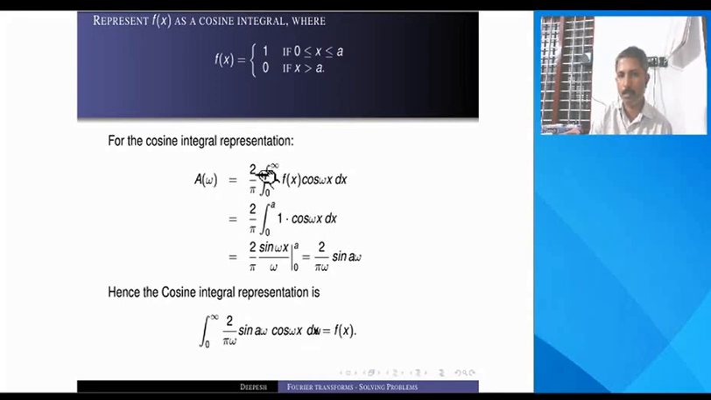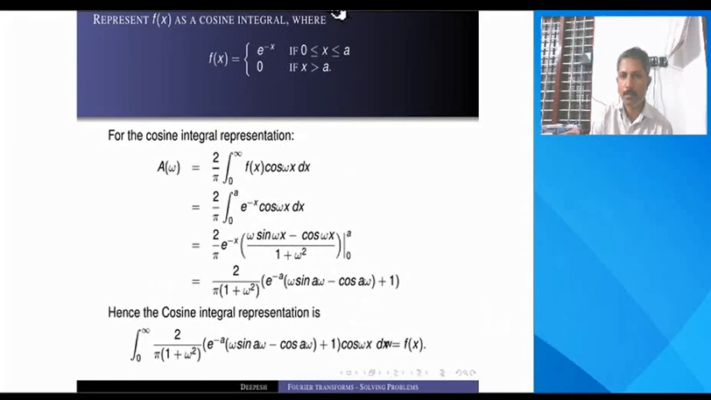A omega is nothing but 2 by pi times the integral of f of x cos omega x dx, and here the function is non-zero only in the interval 0 to a. So we will have 2 by pi times the integral from 0 to a of 1 into cos omega x dx. So just evaluate it and you get 2 by pi omega sin a omega, because sin 0 is 0, right? So substitute it and that's all, you get the answer.